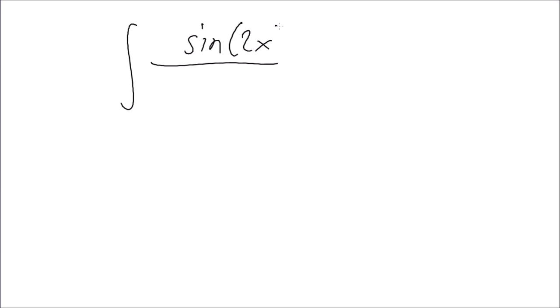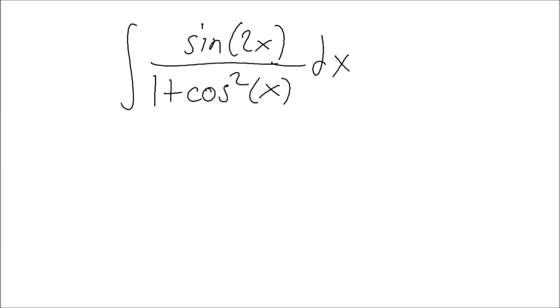Sine of 2x over 1 plus cosine squared. Whoa. What do we do here? We see cosine being squared.